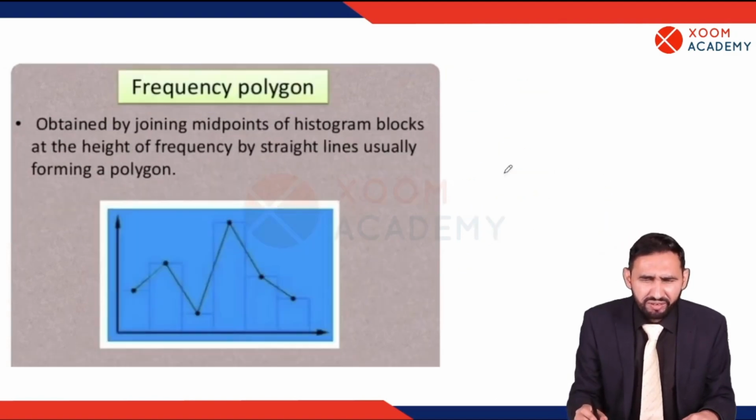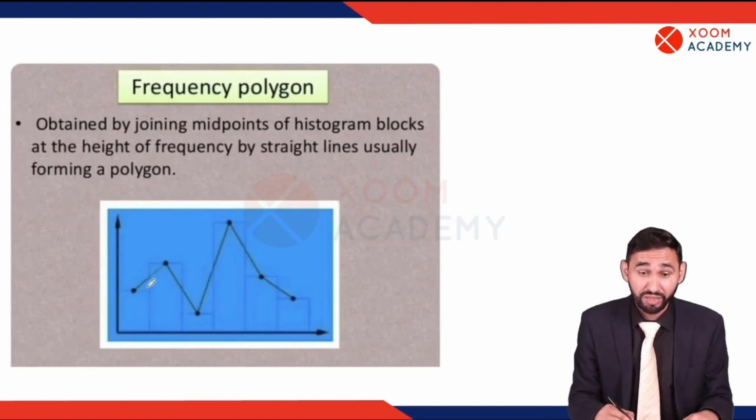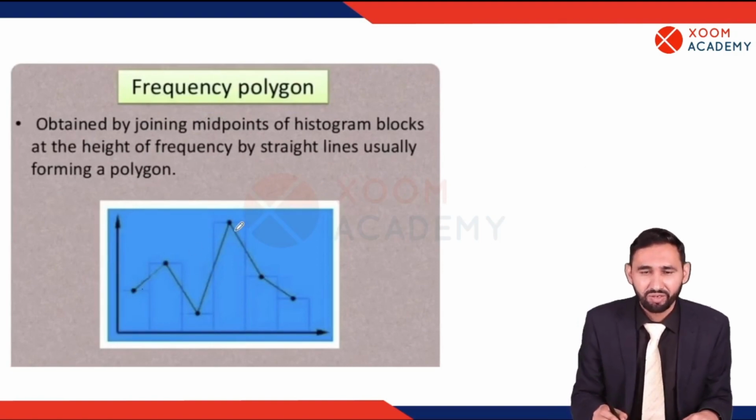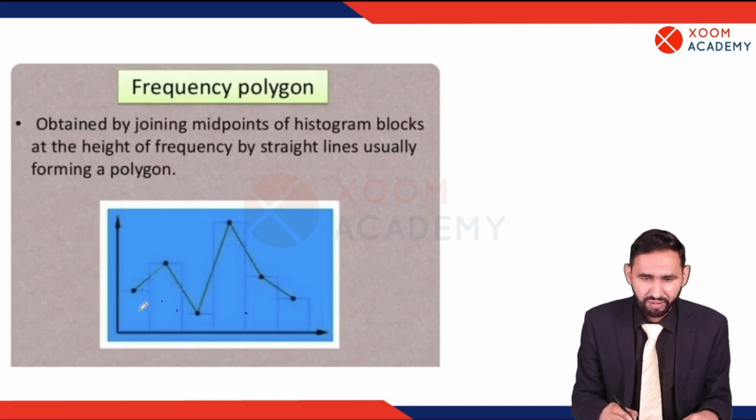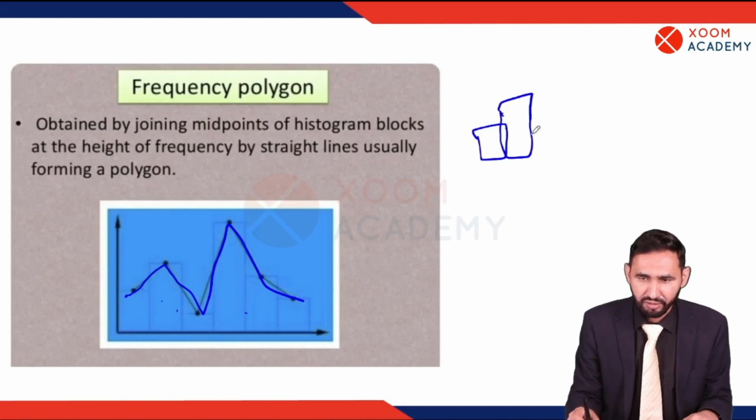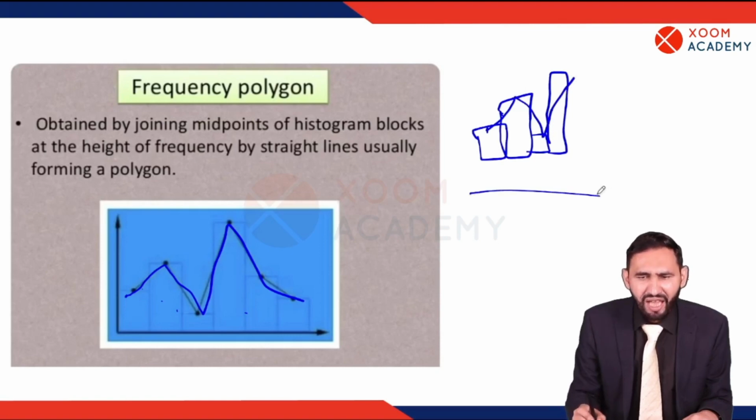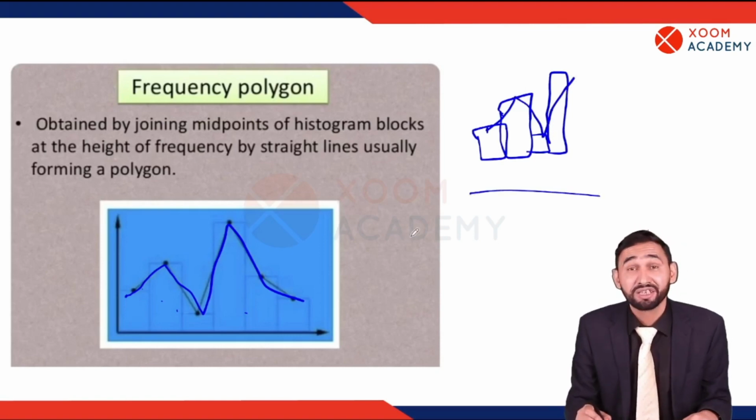Frequency polygon is obtained by joining the midpoints of different histogram blocks. Like these are histogram blocks, and we join the midpoints, and the curve goes upwards or downwards. Like in a span of 5 hours, runs are increasing in some hours, decreasing in some hours, then again increasing in some hours. When we unite the midpoints, we get a frequency polygon. And a frequency polygon also represents quantitative data.